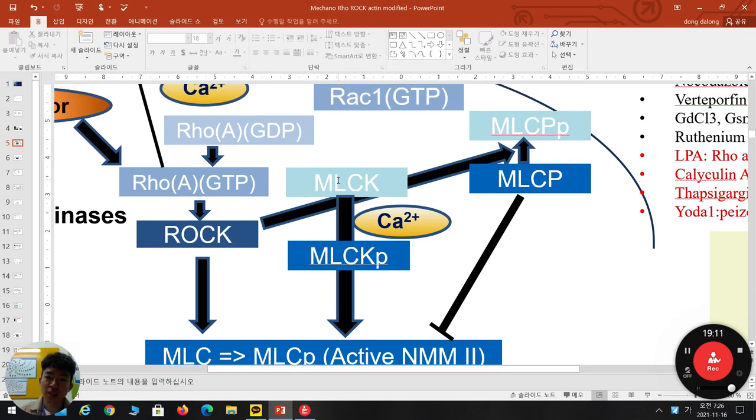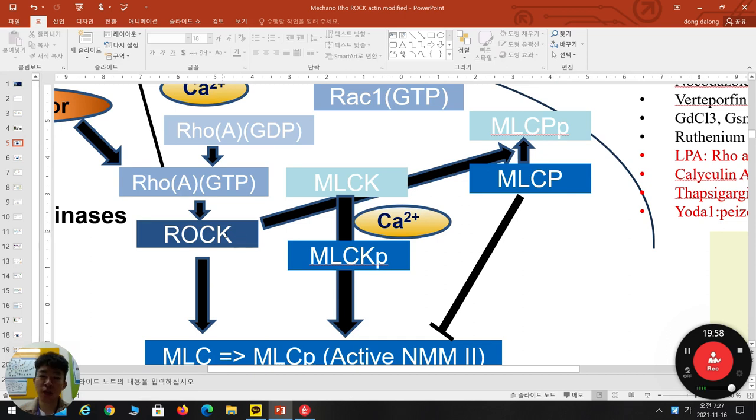But there is another protein that inhibits this, called myosin light chain phosphatase. A phosphatase removes phosphorylation, while a kinase adds phosphorylation. Myosin light chain phosphatase removes the phosphorylation of MLC, so it inhibits actin-myosin contraction. So when you turn off myosin light chain phosphatase, it should be phosphorylated, and this phosphorylation can be done by ROCK kinase.